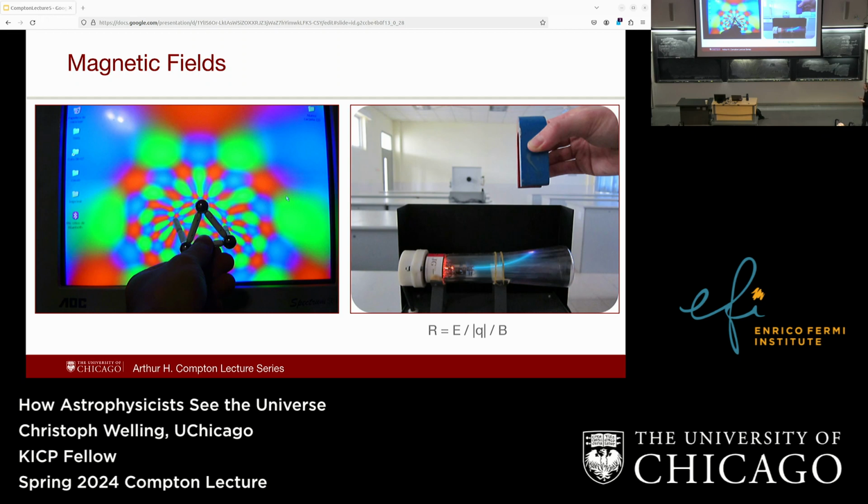If you want to do this a bit more professionally, you can get one of these. This is an electron ray tube that shoots electrons this way, and if you hold a magnet next to it, you can see that it's bent into a circle, and the radius of this circle is proportional to the energy divided by the charge and the magnetic field. So the higher the energy of the particle, the less it's going to get deflected. But what that means is that all these particles, except for the very highest energy ones, are just going to get deflected by the magnetic field.